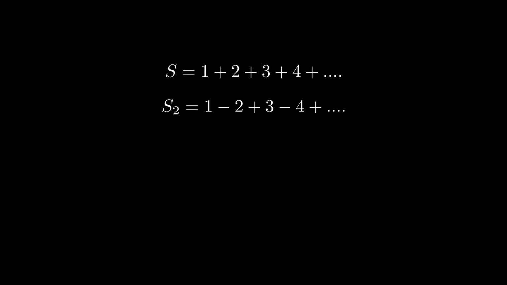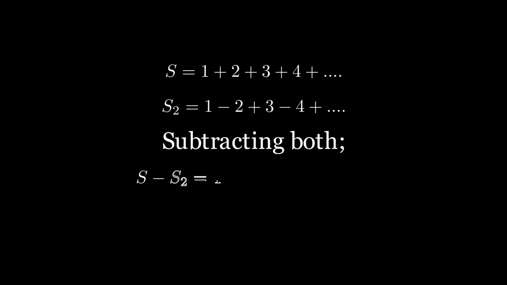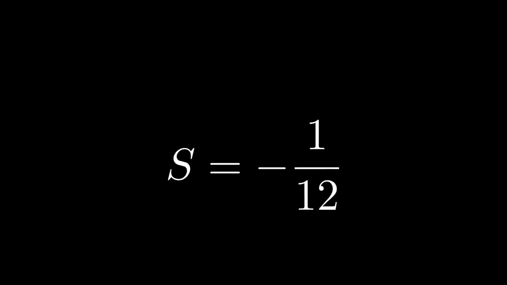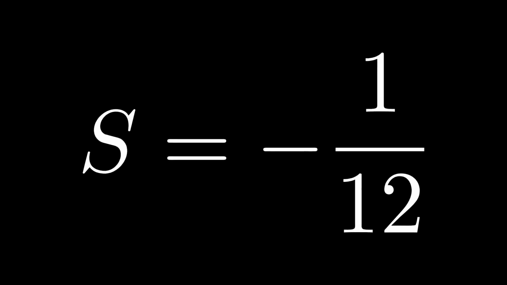Now what we have to do is take our previous summation of s2 and subtract it from that. So s minus s2, we get 4 plus 8 plus 12 plus 16 and so on, which if we see, that is just 4 times s. So we get 3s is equal to minus s2, and from there, by substituting the values, you evaluate that s is equal to minus 1 by 12.